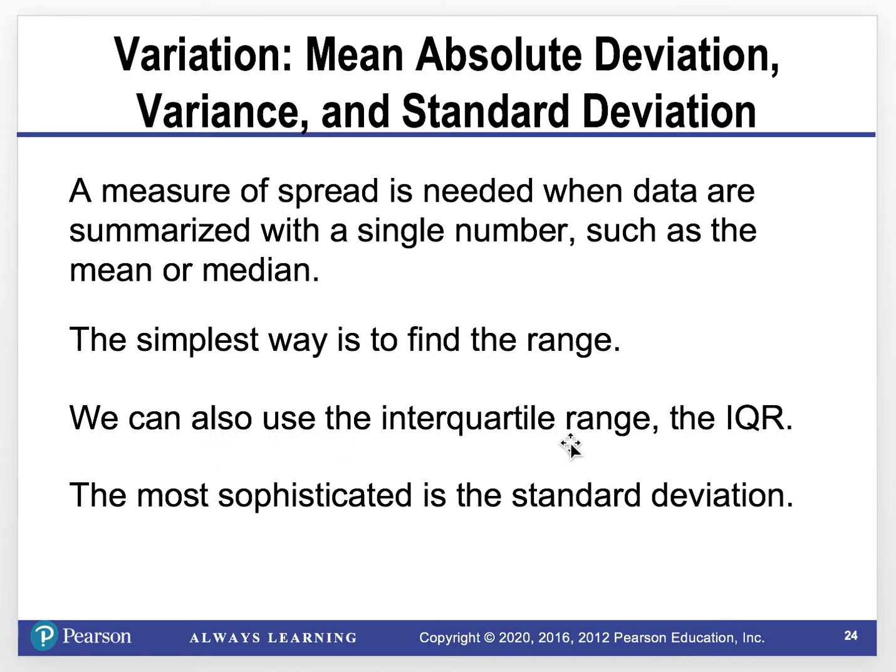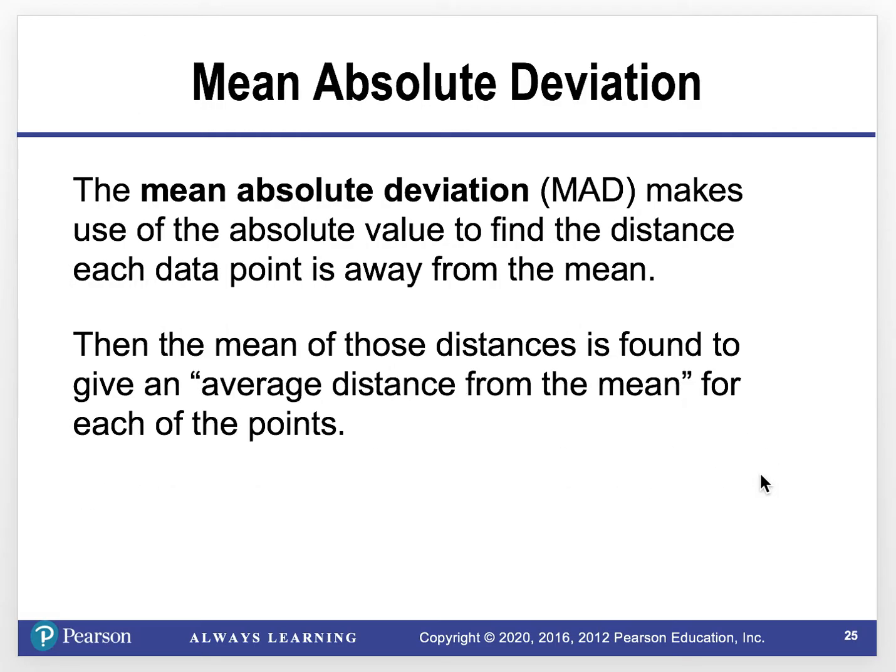We can also use the interquartile range. But the most sophisticated, they're going to call it, is the standard deviation. They say that, and then they jump back and talk about the mean absolute deviation, but they're very, very close. The mean absolute deviation makes use of the absolute value to find the distance each data point is away from the mean. So the standard deviation and the mean absolute deviation are really the same type of measure.